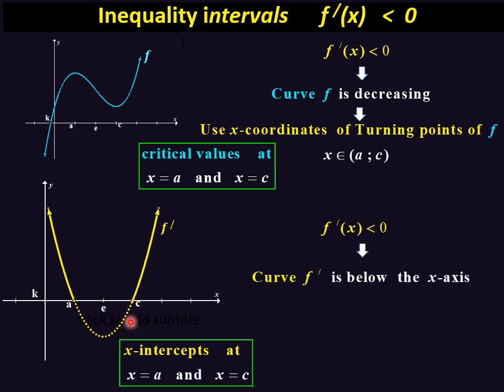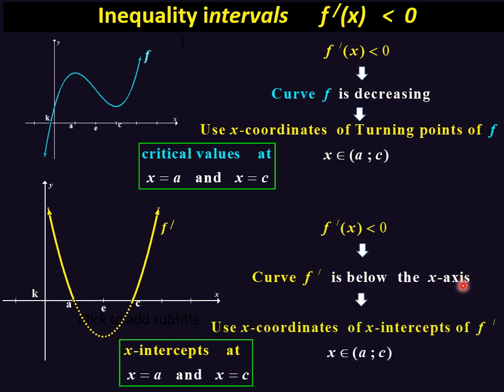Okay, so in this case, I look at the graph and I look at the portion that is below the x-axis. So there I use the x-intercepts and it lies between them, from A to C. And you see it's exactly the same answer. So I can find where the first derivative is less than 0 by looking at the original graph, but then I have to look at the critical values there. But if I have the graph of the first derivative, I look at the x-intercept.